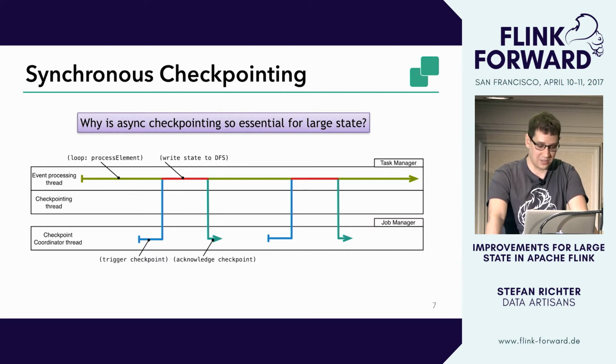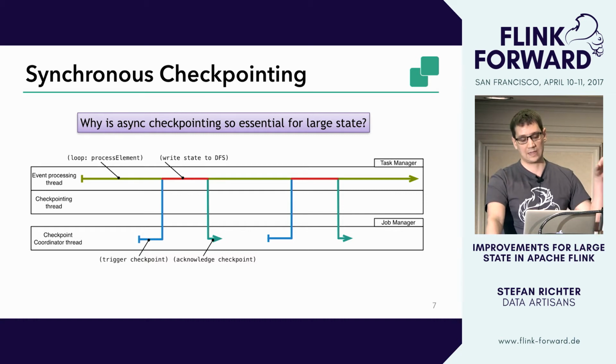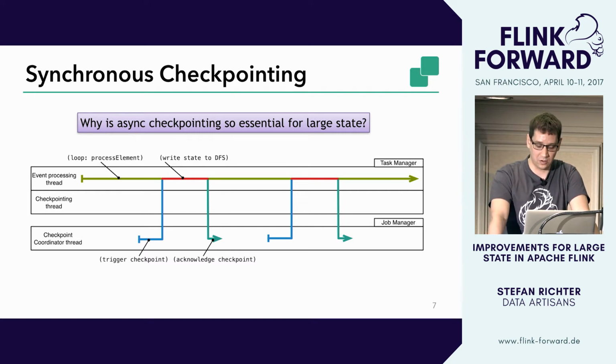if you have synchronous checkpointing. And that is, as you can see in the graphic, you have an event processing thread that is the loop which processes the elements. And at some point, a checkpoint coordinator thread that runs on the job master decides that it wants to trigger a checkpoint. A checkpointing thread is listening for that request. And once the request comes in, it holds the event processing thread and starts writing the complete state at this point in time to disk. And afterwards, it will acknowledge the checkpoint and stream processing can go on.